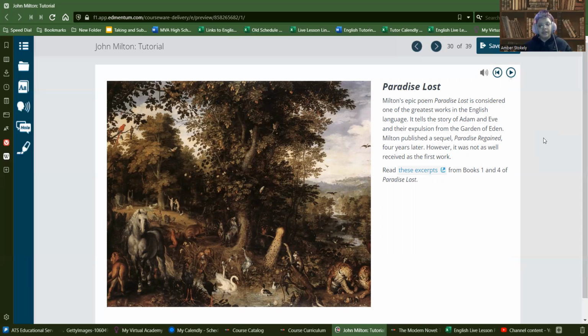And it tells the story of Adam and Eve and how they were expelled from the Garden of Eden. There was a sequel, Paradise Regained, but it was not as popular.